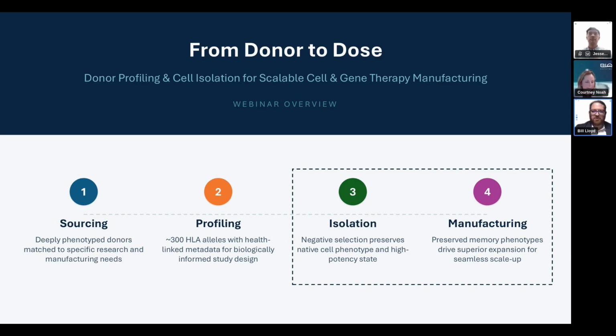And thank you so much, Courtney, for emphasizing how important the sourcing and the profile is. As you mentioned, I will now talk about the isolation and the manufacturing. But I wanted to start with a couple thoughts that really underscore the bridge between the BioIVT and Acadium partnership. I think fundamentally we were connected on 2 points, right, which Courtney emphasized.